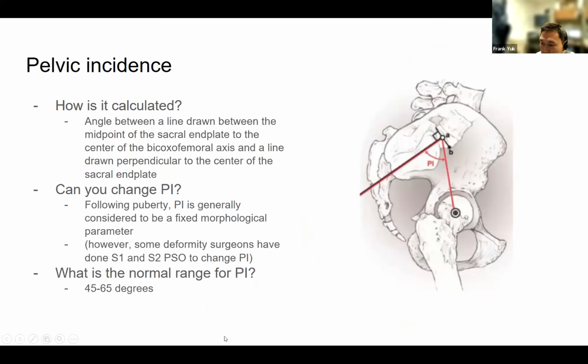And then pelvic incidence, we've seen this multiple times, but you draw a line from the midpoint of the femoral head up to the midpoint of the sacrum, and you draw a perpendicular line to the center of the sacral end plate. Oftentimes changing PI is very difficult unless you do a sacral osteotomy. And the normal PI for most patients falls between 45 and 65 degrees.